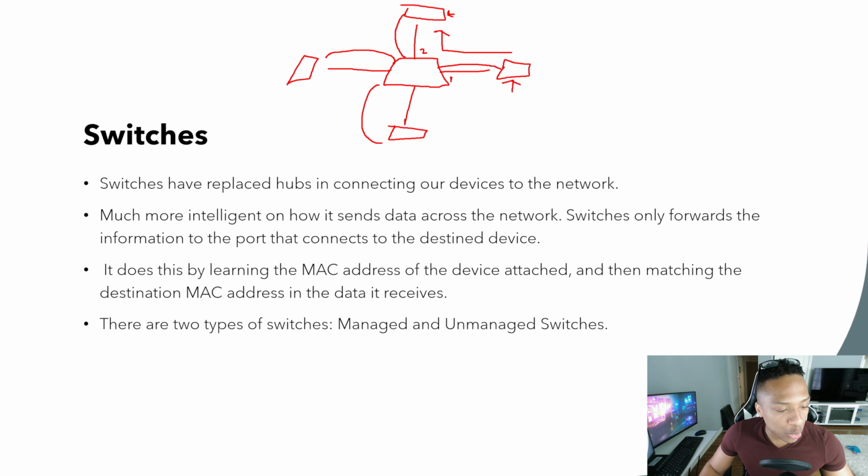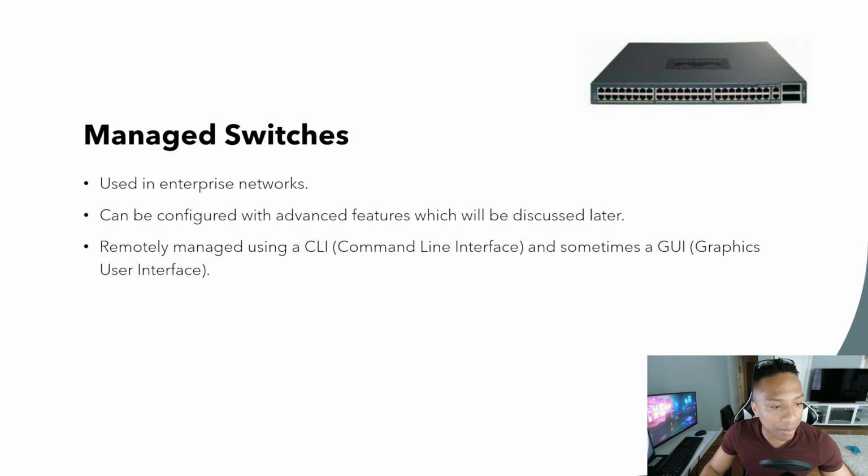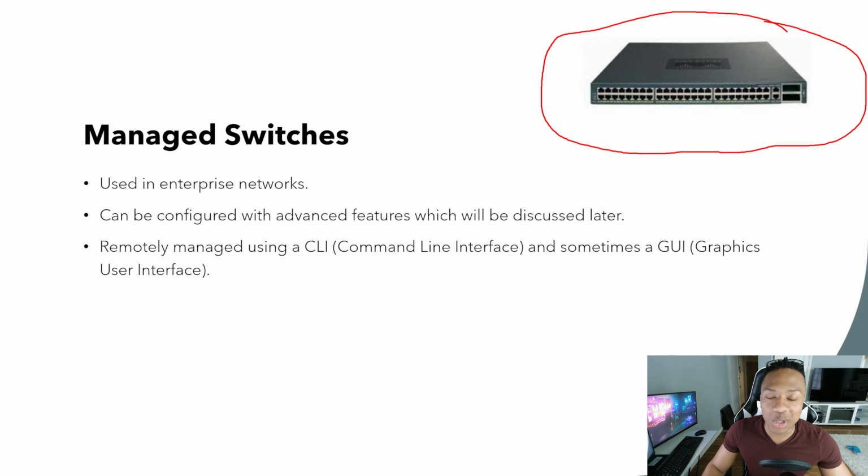And last but not least, there are 2 types of switches. So there's managed switches and unmanaged switches. So let's go over managed switches really quick. Not too much we have to talk about, but usually these are used in enterprise networks. Unless you have a lab or something like that, or you just want one for some reason, you're not going to be having this big old thing at home. Managed switches can be configured with advanced features. Of course, we'll discuss that another time. These can be remotely managed using a CLI and sometimes a graphical user interface. That's pretty much it for managed switches. Just remember, using enterprise networks, you can configure them with advanced features to do crazy things.